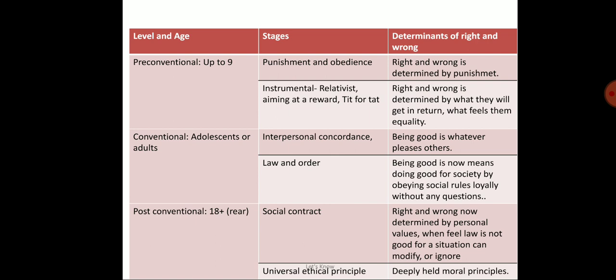First stage is given under pre-conventional: punishment and obedience. Here you see, initially a kid has no idea about right and wrong, which activity is right and which one is wrong. So he simply understands punishment and he obeys the rule.